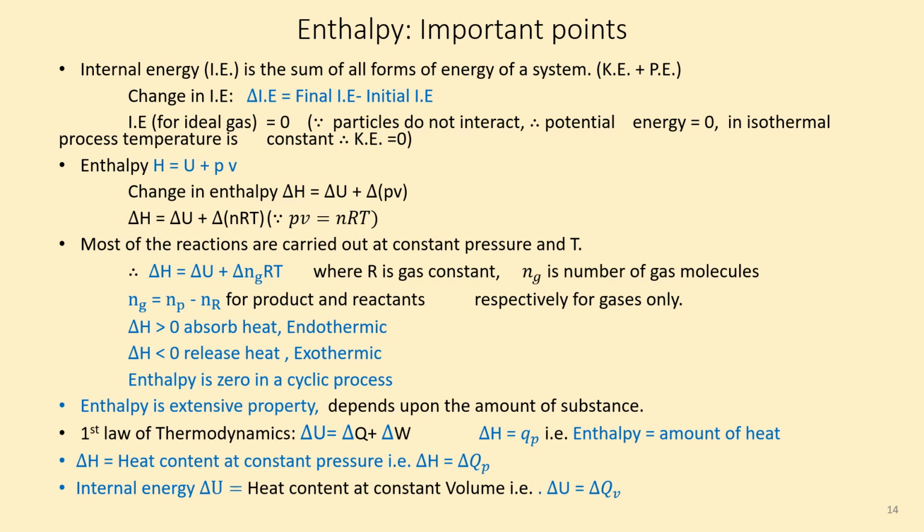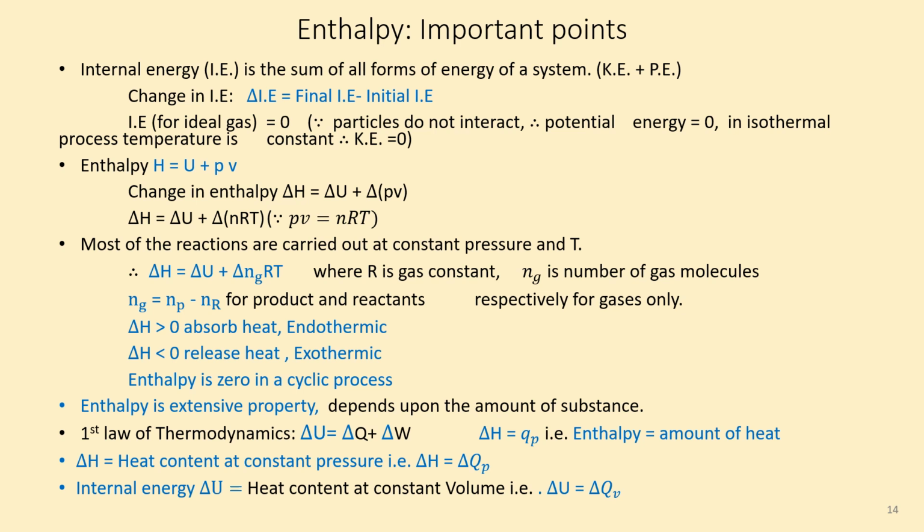Please note that if delta H is greater than 0, the process is endothermic and it absorbs heat. If delta H is less than 0, it releases heat and the process is exothermic. Enthalpy change is 0 in a cyclic process. Enthalpy is an extensive property which depends on the amount of the substance.